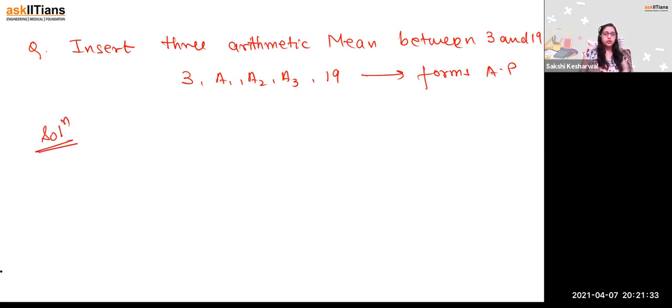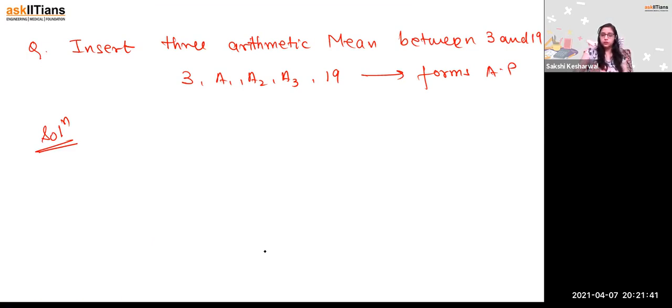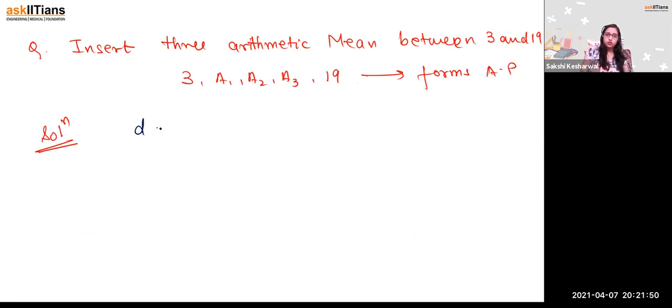Your first agenda is to find D. Once you have found the D, half of your work is done. You have to just find the D. So what happened right now? We have just learned the formula of the D. What is the formula of the D? D is equal to (B minus A) upon N plus 1, where N is the number of means you're going to insert, which is 3. B is equal to 19, A is equal to 3, N is equal to 3. Just substitute the value.